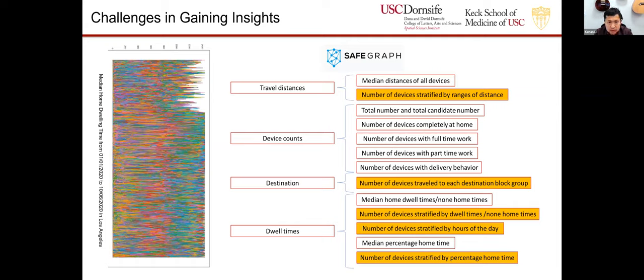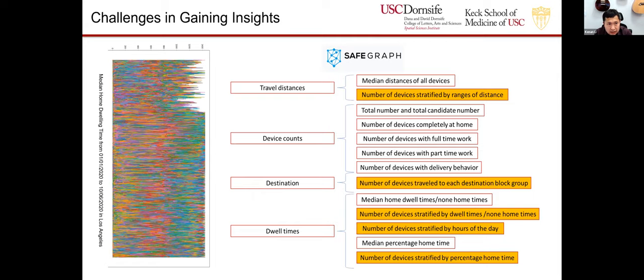It has four categories. The first category depends on travel distance, the second is different counts of devices, the third category is about the destination of the devices, and the last is the home dwelling times. I highlighted the variables that can be stratified by certain means. For example, you can have the number of devices stratified by the range of distances, or the number of devices stratified by hours of the day. So those are the variables that we can look at.